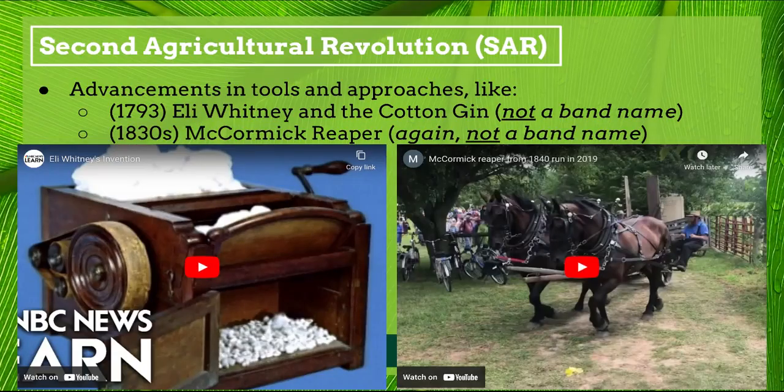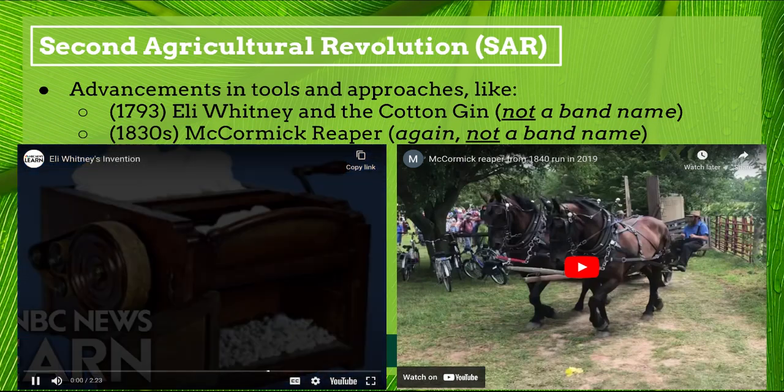So you see, that's still horse drawn, and when we saw the cotton gin, that was still hand drawn. So we're not talking about really sophisticated gasoline powered machines yet, but we are talking about things that did make a real difference to agriculture in terms of efficiency.